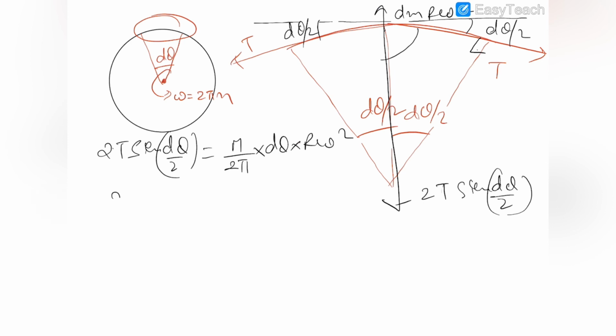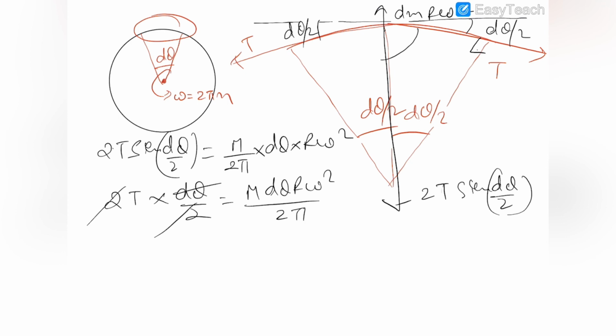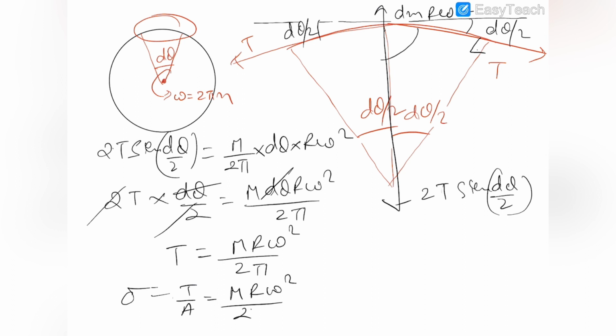So for small angles, this is 2t into d theta by 2, and this is m d theta r omega square by 2 pi. So cancelling this 2 with 2, d theta with d theta, t will be equal to m r omega square by 2 pi. And the stress will be equal to tension upon area. So T upon A will be m r omega square by 2 pi A.